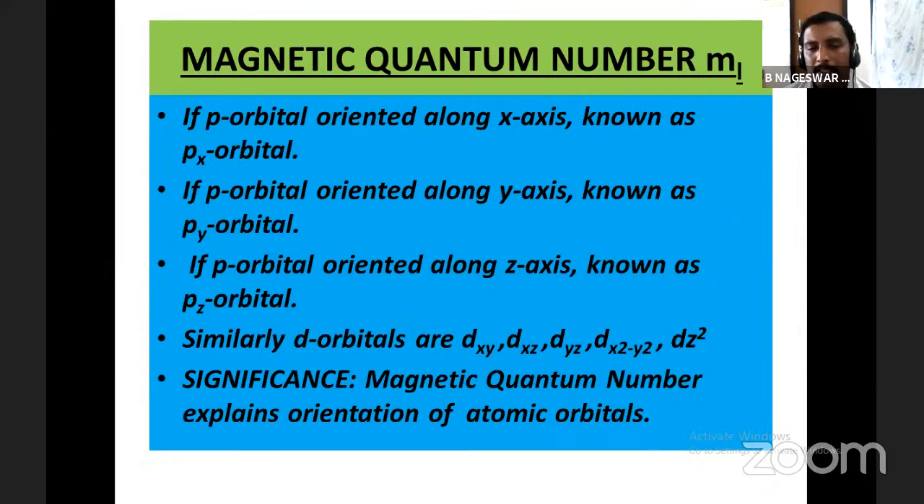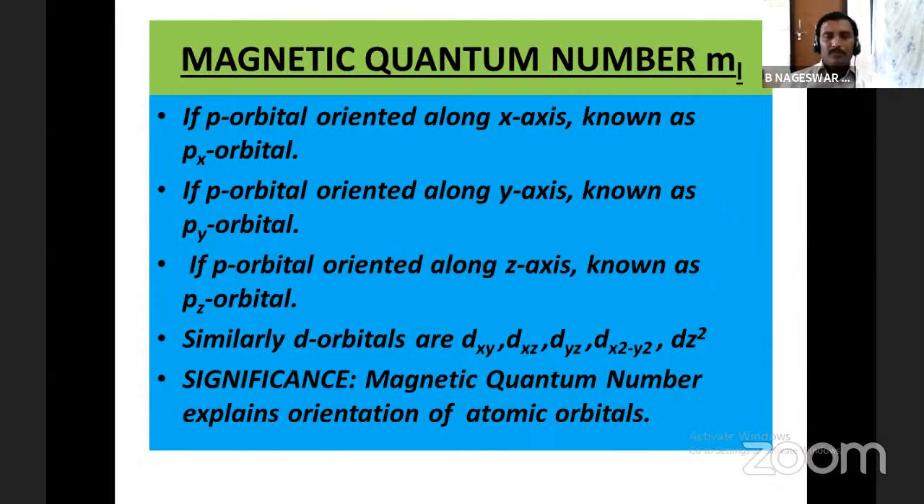What is the significance of the magnetic quantum number? The magnetic quantum number explains the orientation of atomic orbitals. That means how the px, py, pz orbitals and the dxy, dxz, dyz, dx square minus y square, dz square orbitals are formed is explained by the magnetic quantum number.